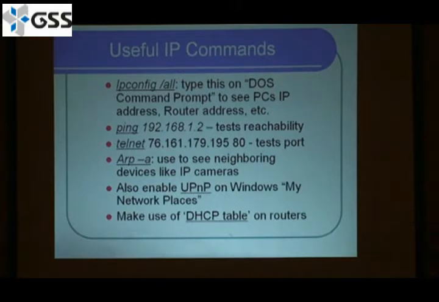The address resolution protocol will usually show you neighboring devices, the same way that we could share the local IP cameras. And we'll see that later on. Also, one more thing that I always use is enabling Universal Plug and Play on Windows in my network places, and also the DHCP table of cable routers. Those will show me the devices that are connected to the router. We'll see it on the next page.